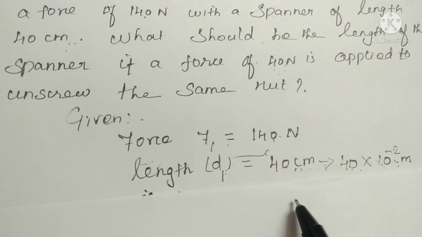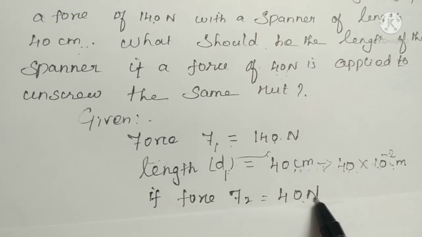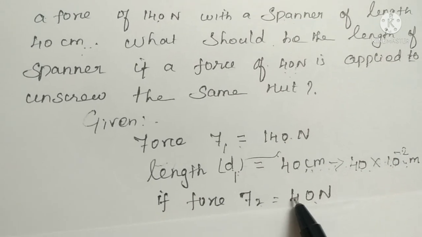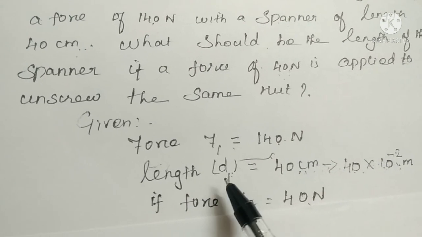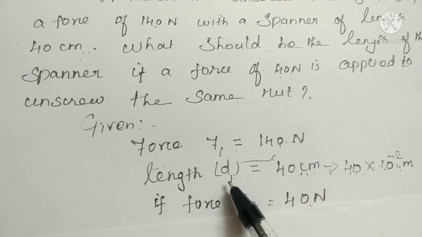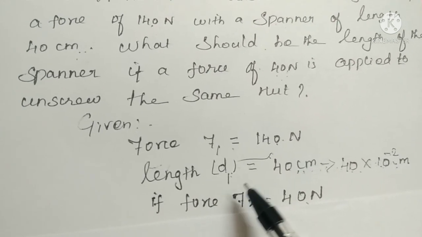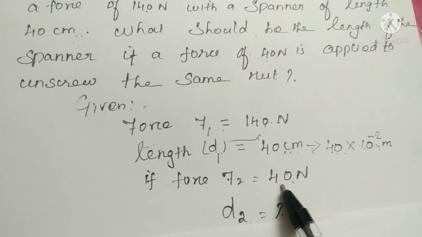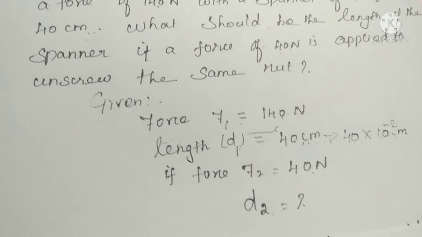Next, the second force, how much force is applied? F2 is equal to 40 Newton. Now if the force is 40 Newton, what will be the length of the spanner? Here length and distance are the same, that's why instead of L I am writing D1. If you write L1 also, no problem. So if the force is 40 Newton, we have to find the distance. D2 value we want to find.